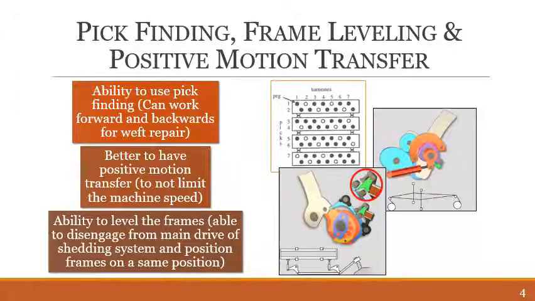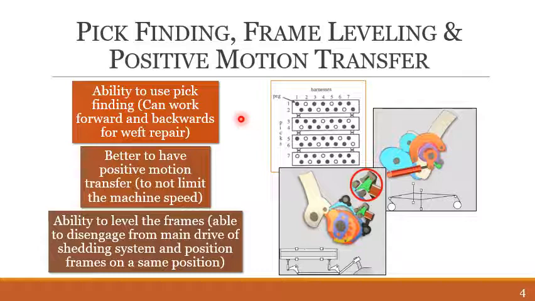Dear students, in this slide I want to tell you three functions of a good shedding system. One is the pick finding function, another is the frame leveling function, and the third is the positive motion transfer. The ability of a shedding system to go forward or backward as required, for example for the repair of the weft, is called the pick finding ability of a machine.